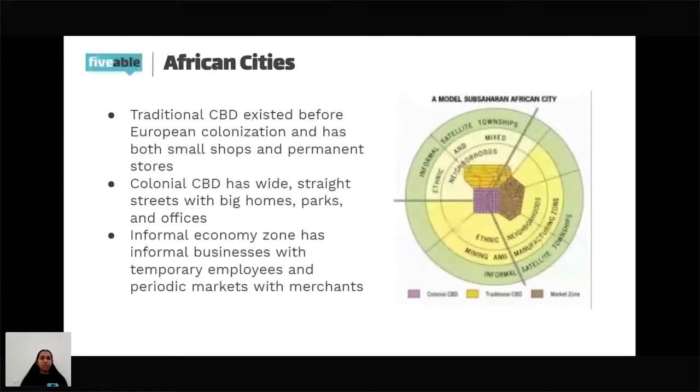And as you move further out, the periphery has informal settlements with high population density and low planning, as well as lack of public services like electricity, water, and sewage. And in the periphery, you also see these things called squatter settlements, and it's similar to the Latin American barrios, and it also has high rates of drugs, crime, and disease.